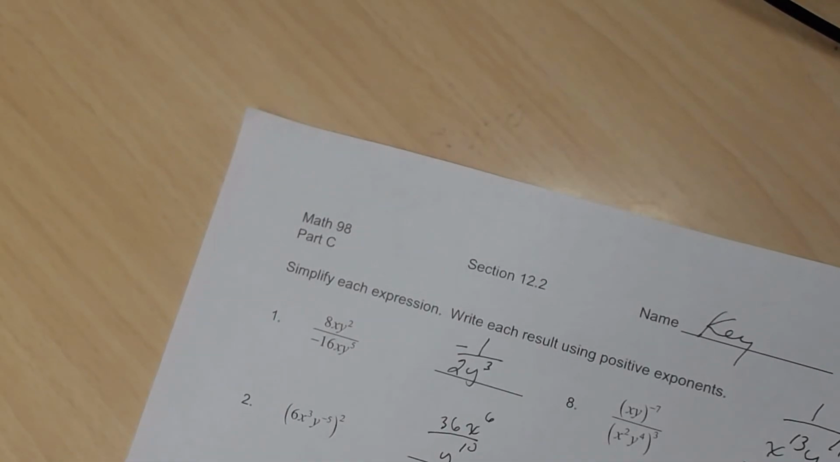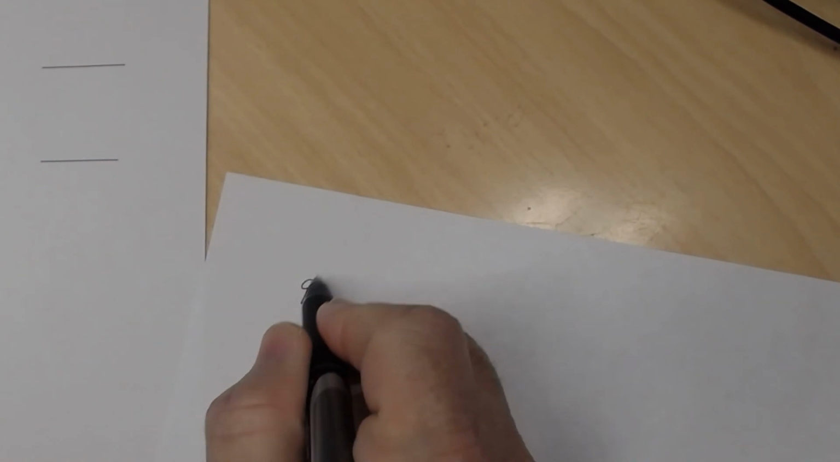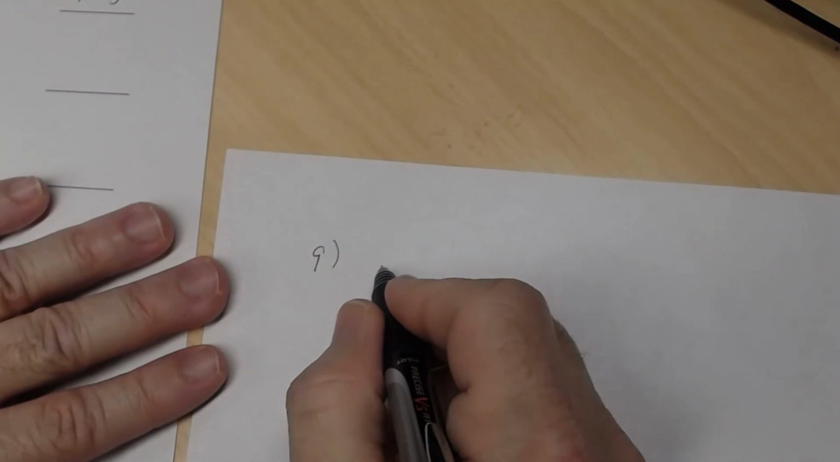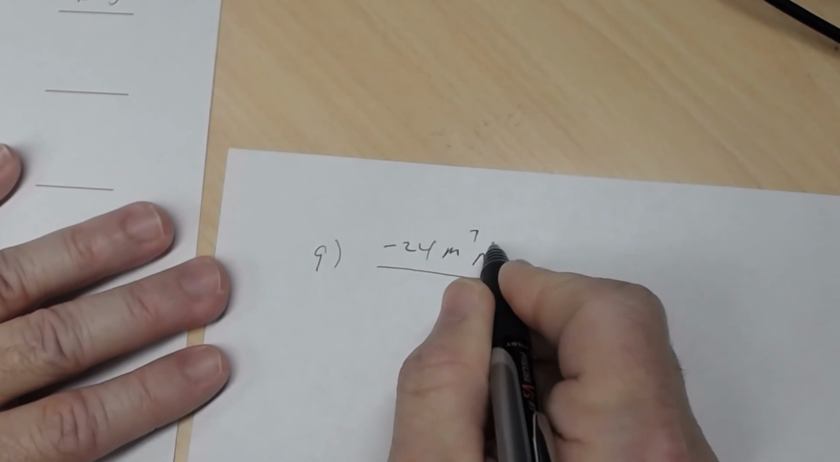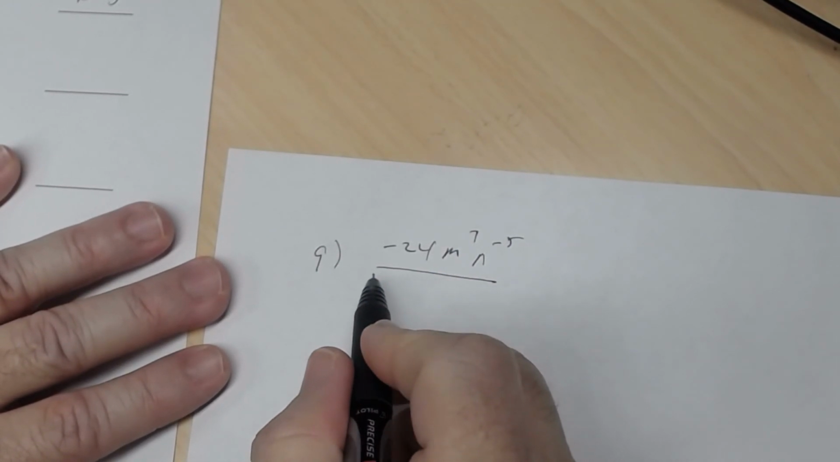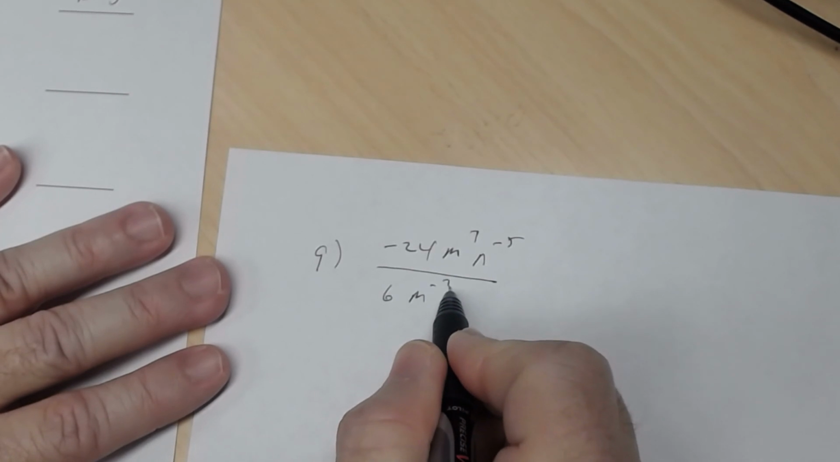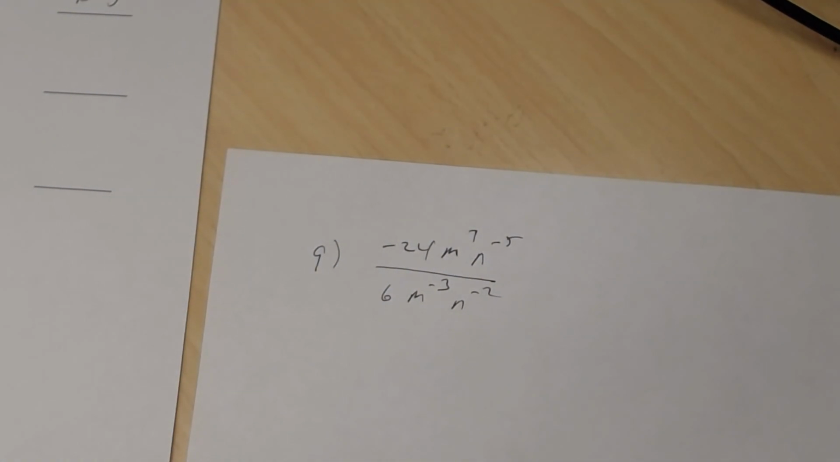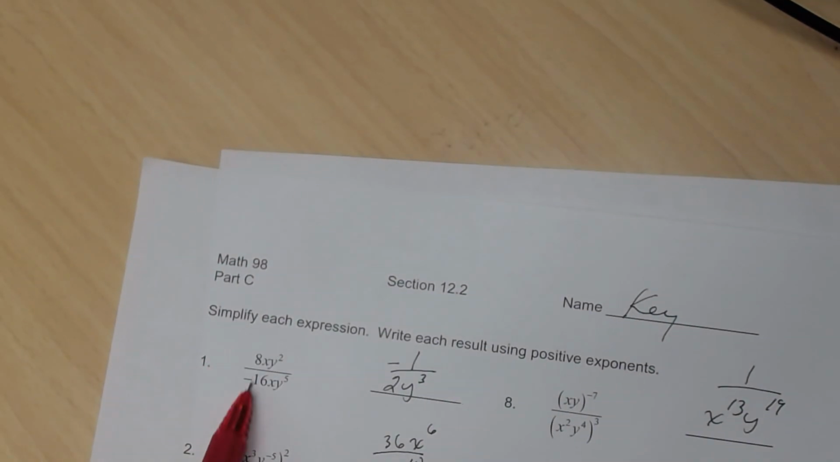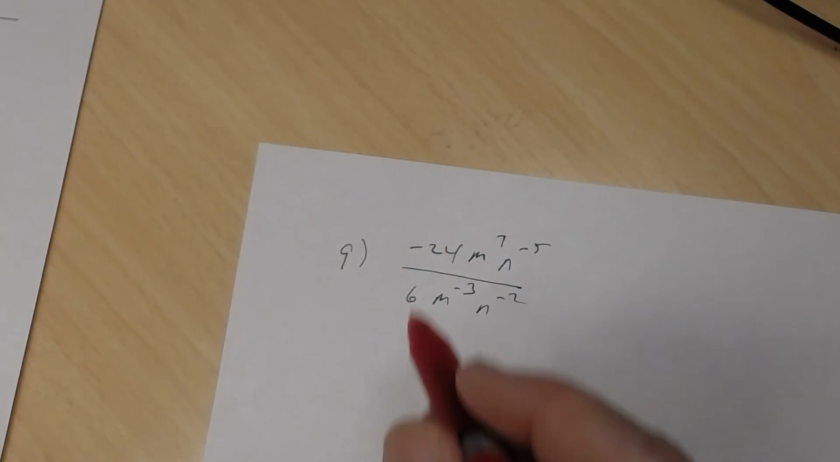Okay, number 9. Number 9, you have negative 24, m to the 7th, n to the negative 5th, divided by 6, m to the negative 3rd, n to the negative 2nd. All right, so that looks just like number 1. All right, so let's reduce.